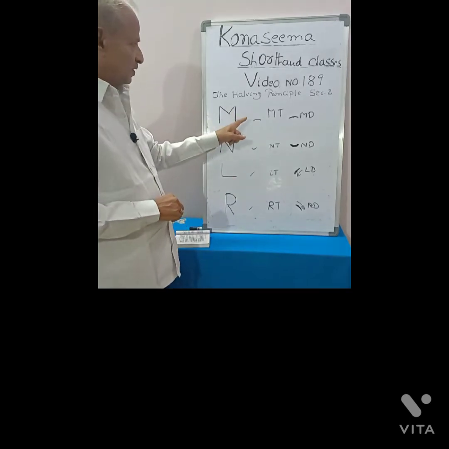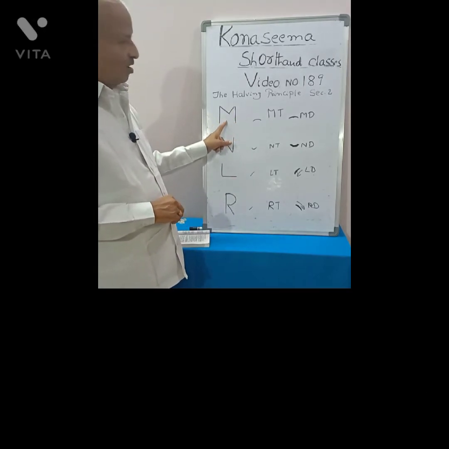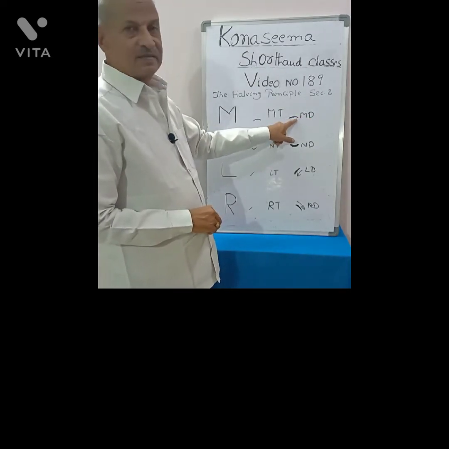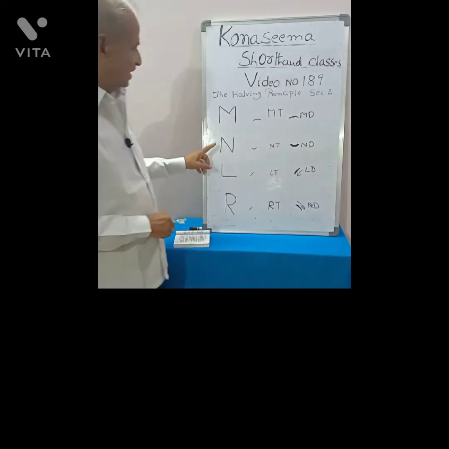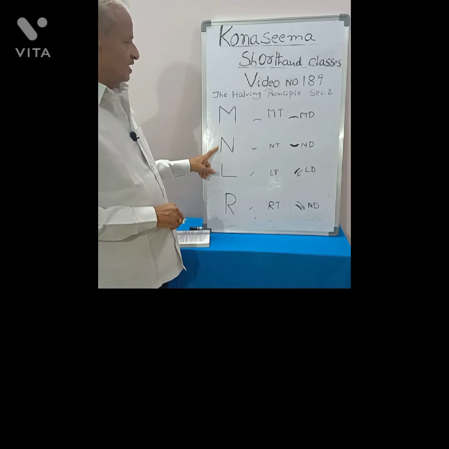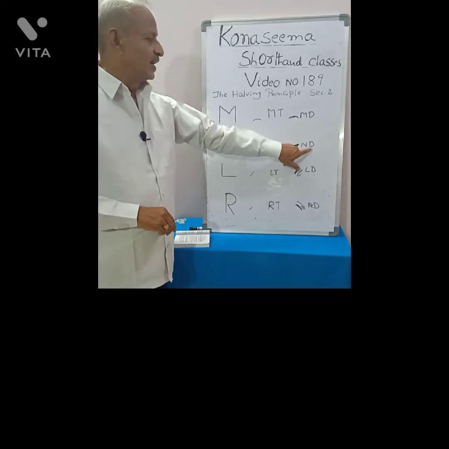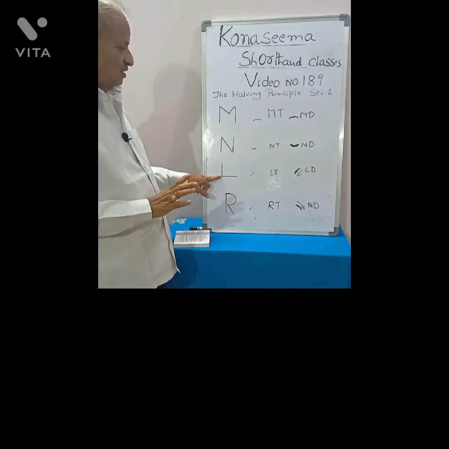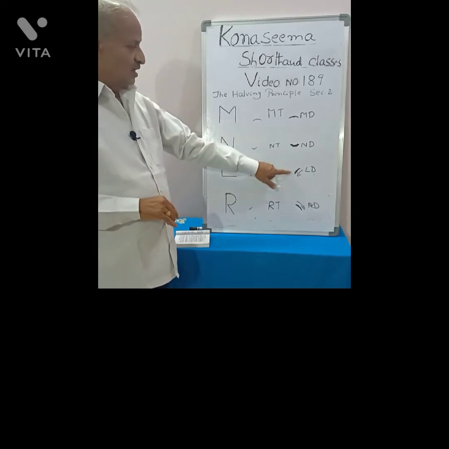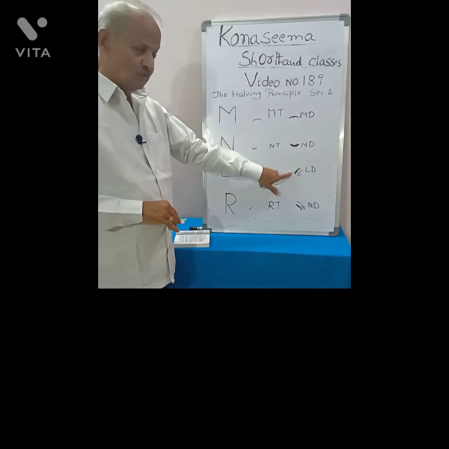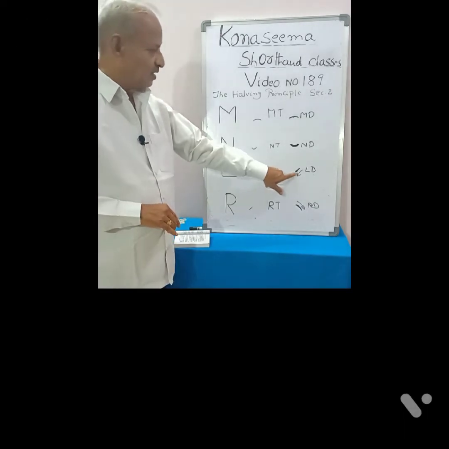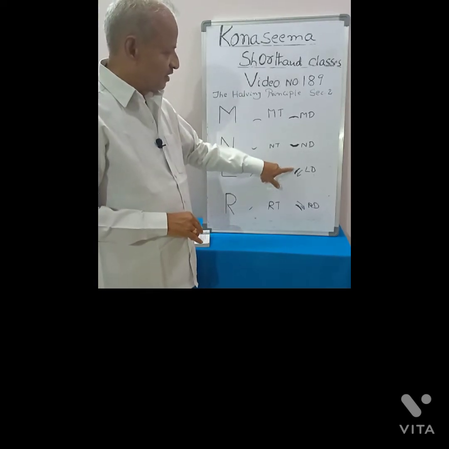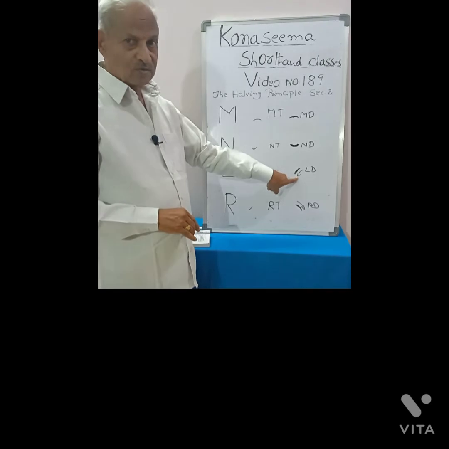Now, if this M is halved and thickened, the sound of D will come, MD. Like that, N. If N is halved and thickened, it will become ND. If L is halved and thickened and written downward, it will become LD. This LT will be written upward, but LD will be written downward. I am showing the arrow, you see.